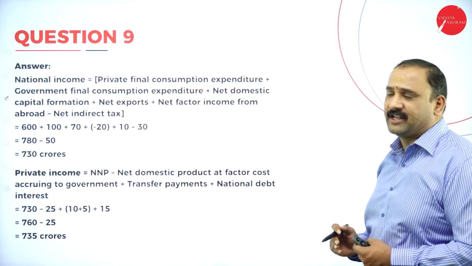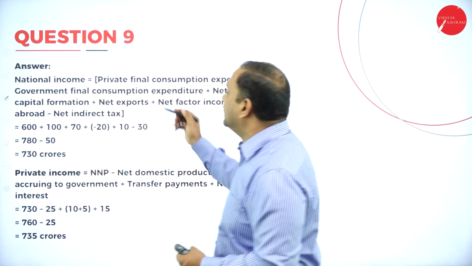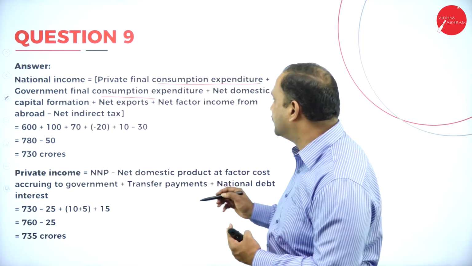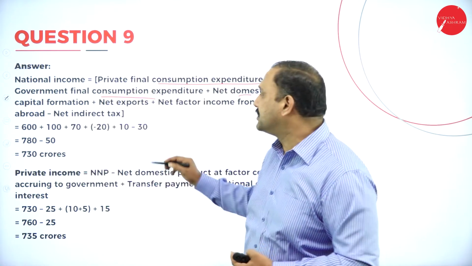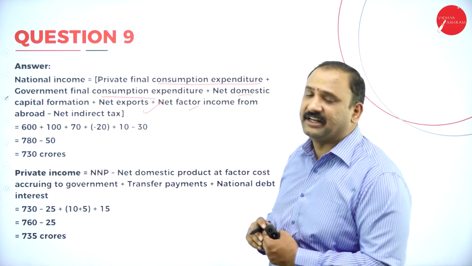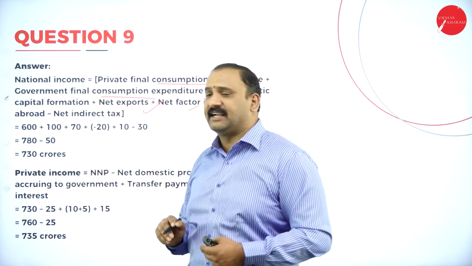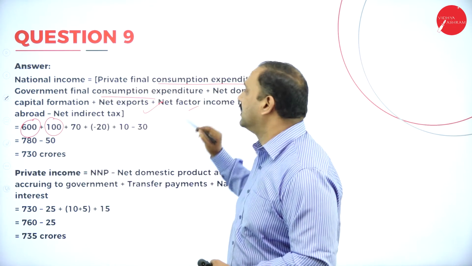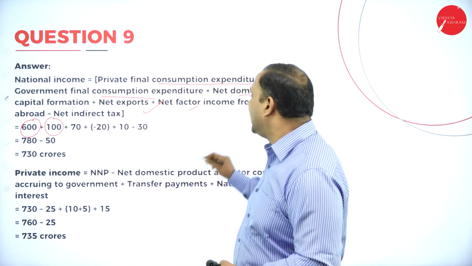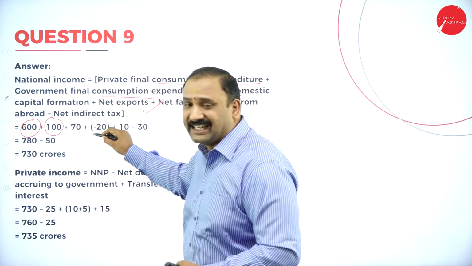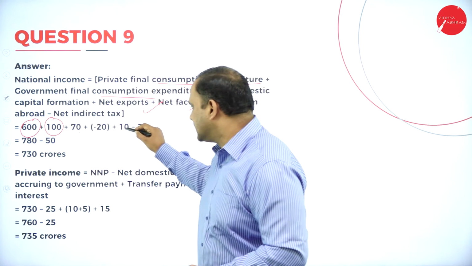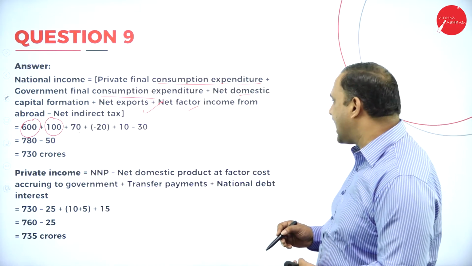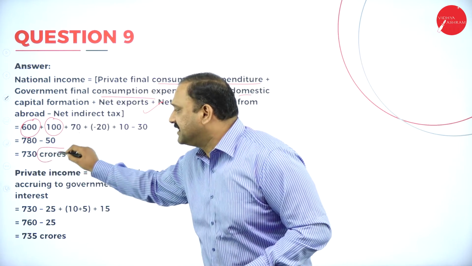Now, how do we calculate the national income here? It is the private final consumption expenditure, government final consumption expenditure, net domestic capital formation, net exports and the net factor income from abroad, minus the net indirect tax. From the data, 600 plus 100, which is your government final expenditure, plus 70 as net domestic capital formation, net exports was already negative, plus the factor income from abroad, minus the net indirect tax. So we will get the answer as 730 crores.